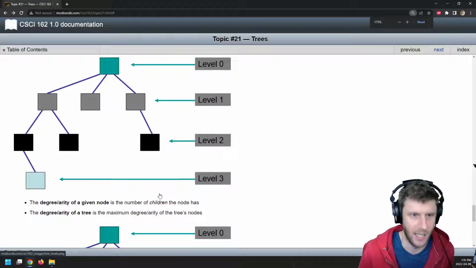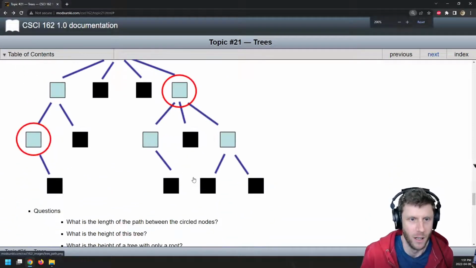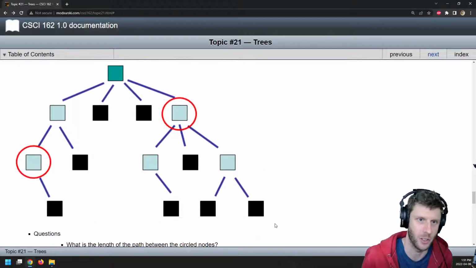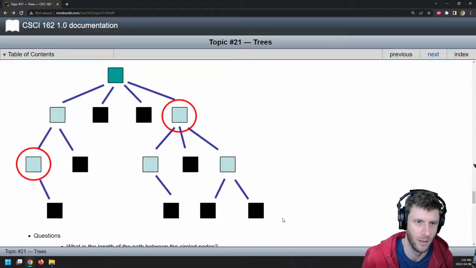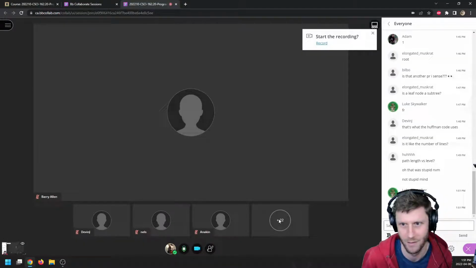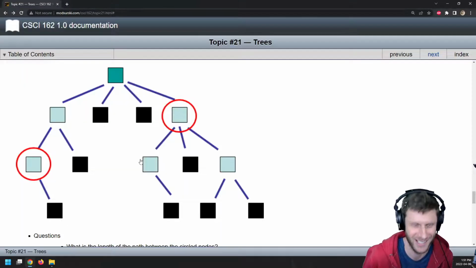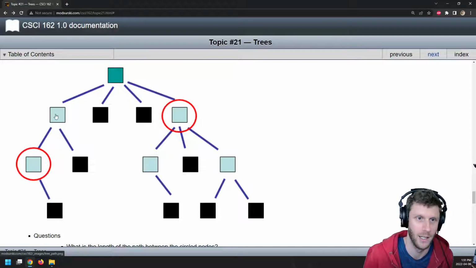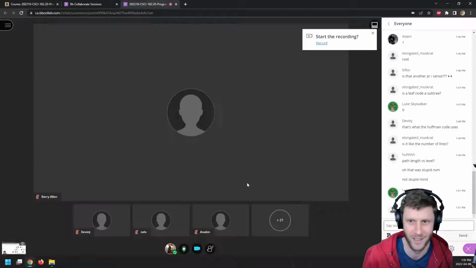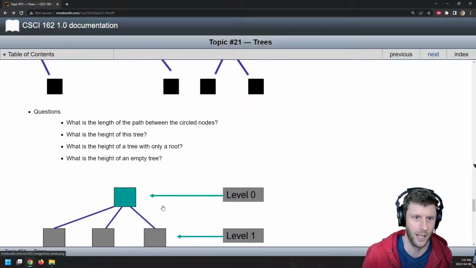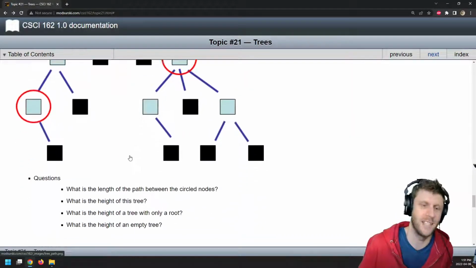Here's quiz time. What is the length of the path between the circled nodes? Everyone type in the chat. No, it's 3. See, there's 1, 2, 3 edges. Well, that should be an easy one. Oh, from them. Oh, okay. From the 1 and 2. I see what you were saying.